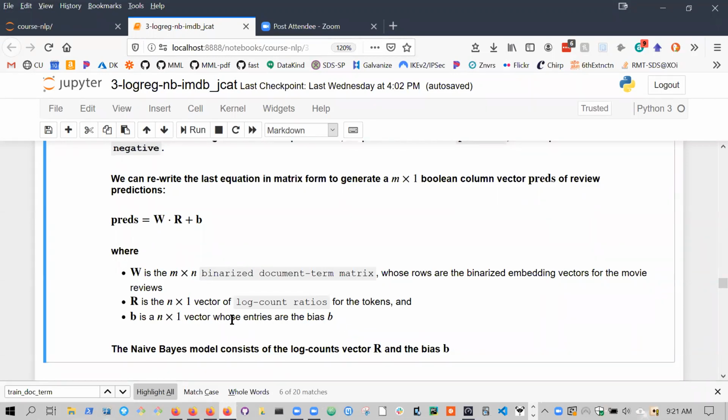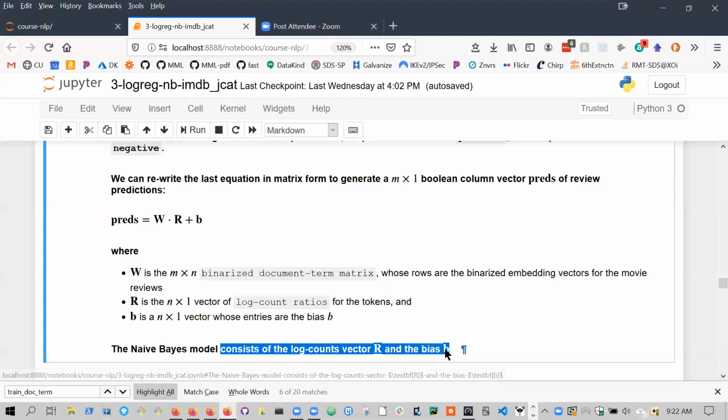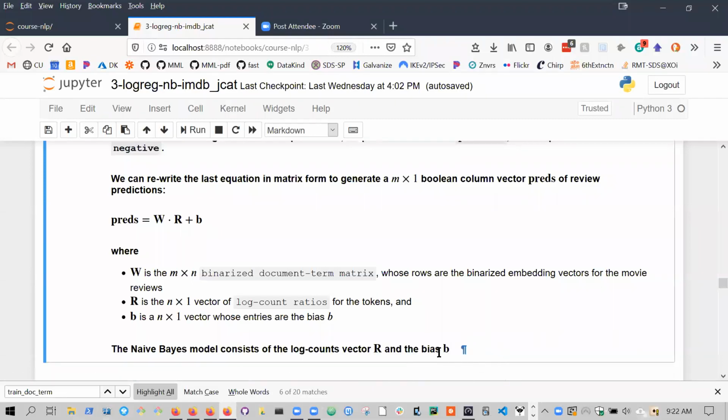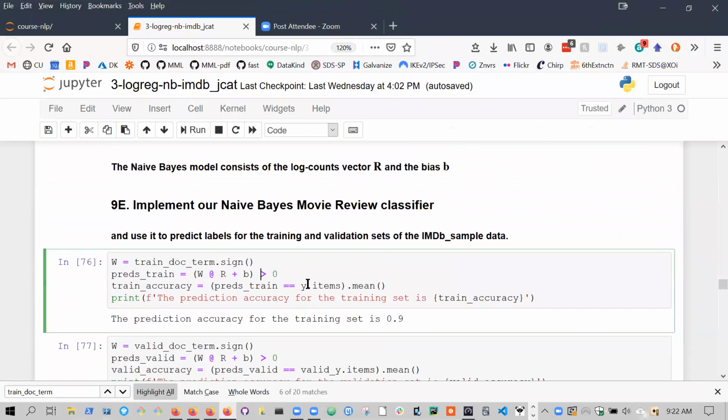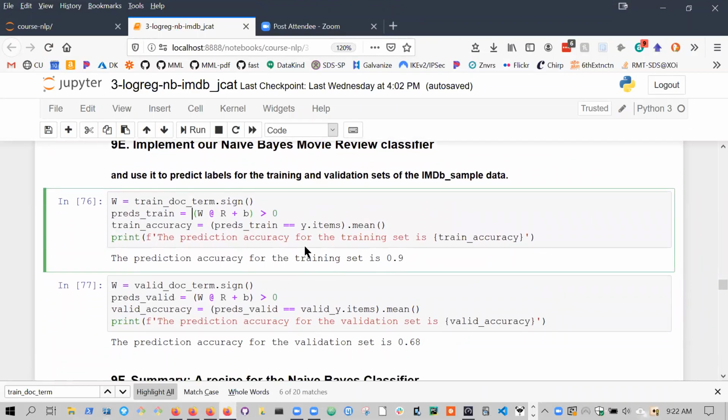So what is our naive Bayes model? The naive Bayes model consists of the log counts vector and the bias. Those are the two pieces. Once you've computed those two pieces, and the document term matrix for your data, that's all you need to make the predictions. So now all we have to do is do that.